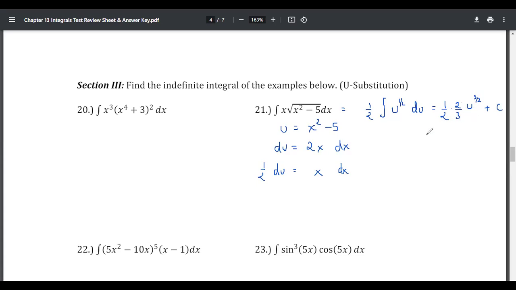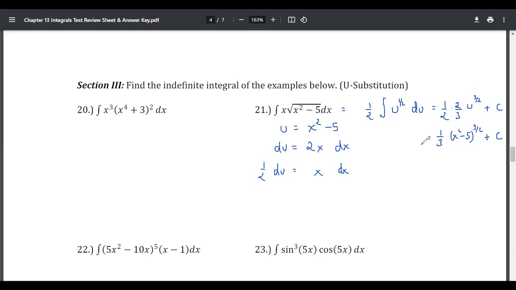All right. Keep going. So then you multiply the 1/2 by the u to the 3/2. Then you put in the equation x squared minus 5. Make sure you simplify. What is 1/2 times 2/3? It's 2/6, which is 1/3. Couldn't you have just canceled the twos? Yeah. And then put the u back. So you get x squared minus 5 raised to 3/2 plus c. Okay, that's your final result.